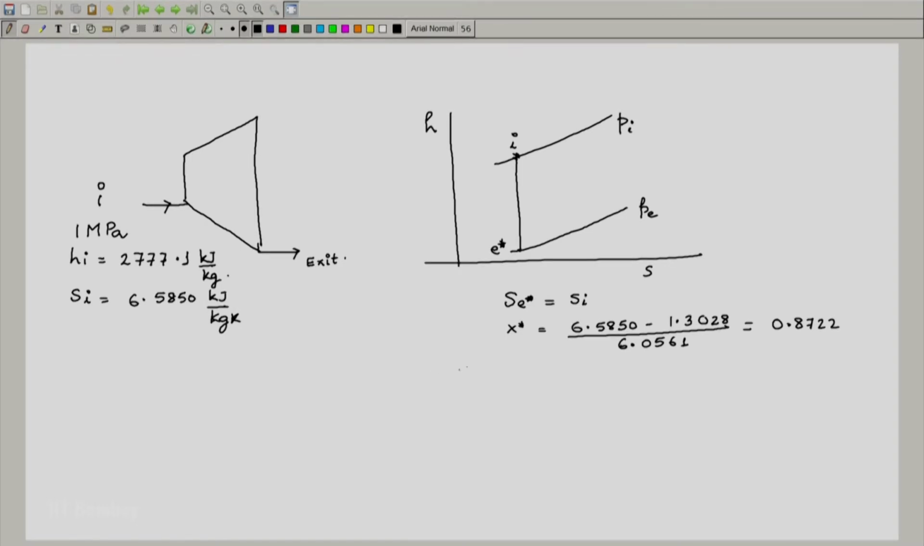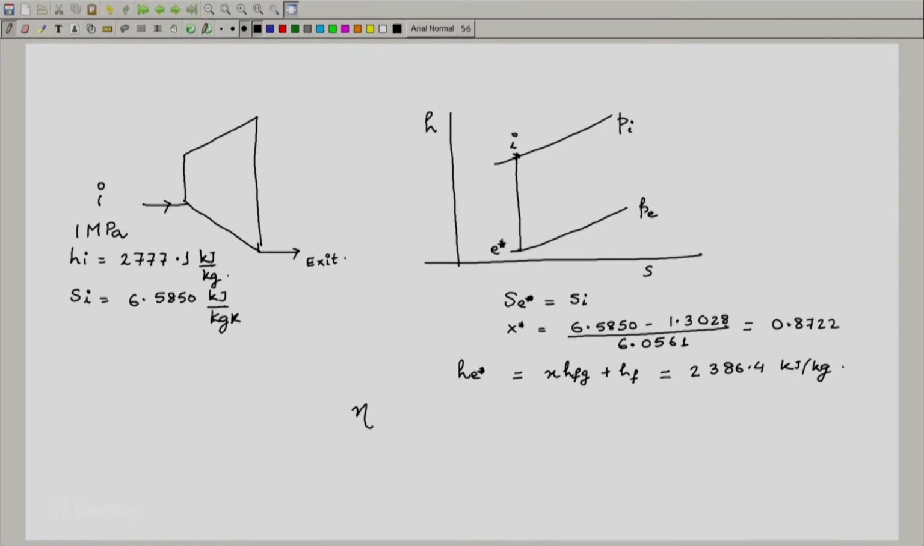Once we get X star, we can get He star, that is the exit enthalpy assuming the ideal process, and we know how to get it, which is just X times Hfg plus Hf, where Hfg and Hf are calculated at 1 bar. I will not do the calculation here, and we can get this as 2386.4 kilojoule per kg. Now, we know this is not the real exit state.